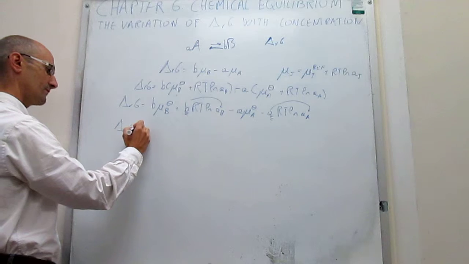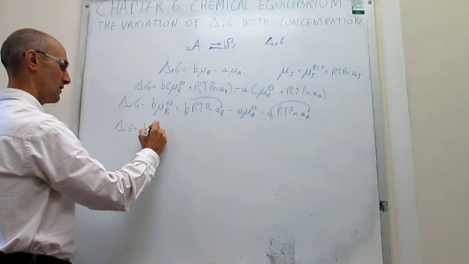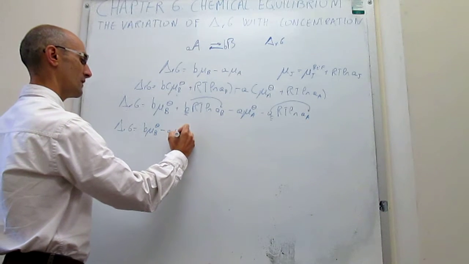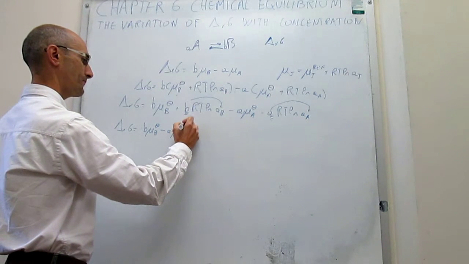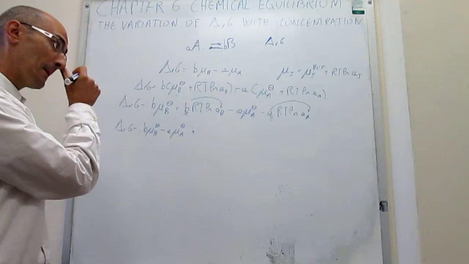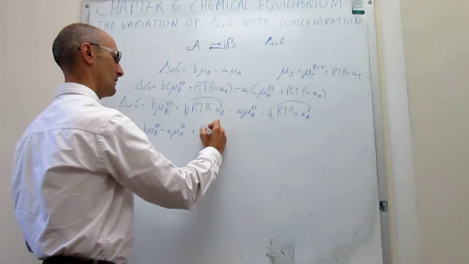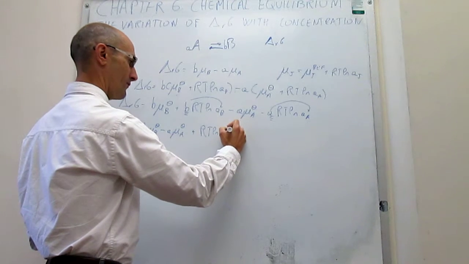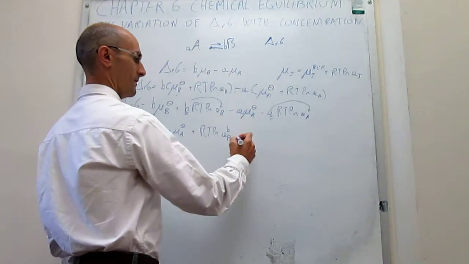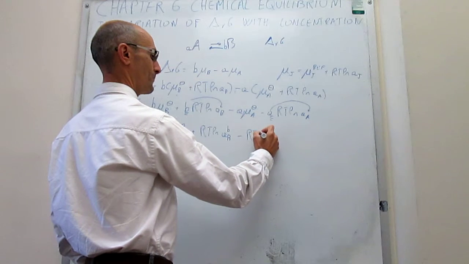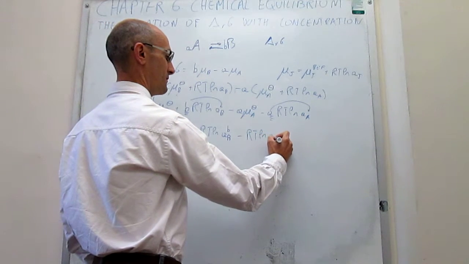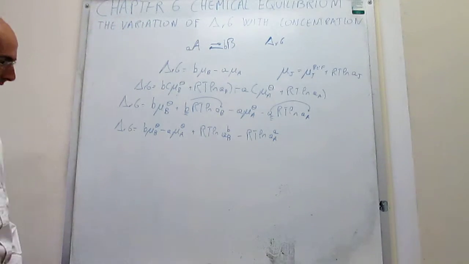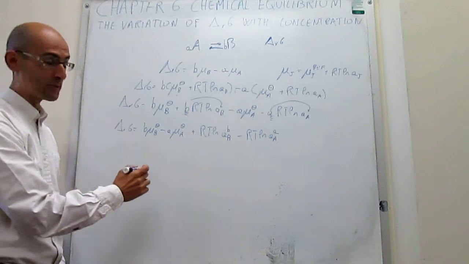ΔrG is going to be equal to b mu of B at the standard state minus a mu of A at the standard state plus RT natural log of the activity of B to the power of b, minus RT natural log of the activity of A to the power of a. Okay? Alright, now examine this expression a little bit more closely.